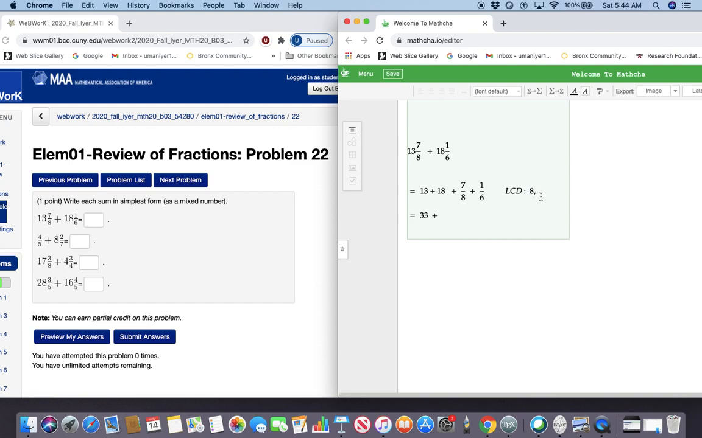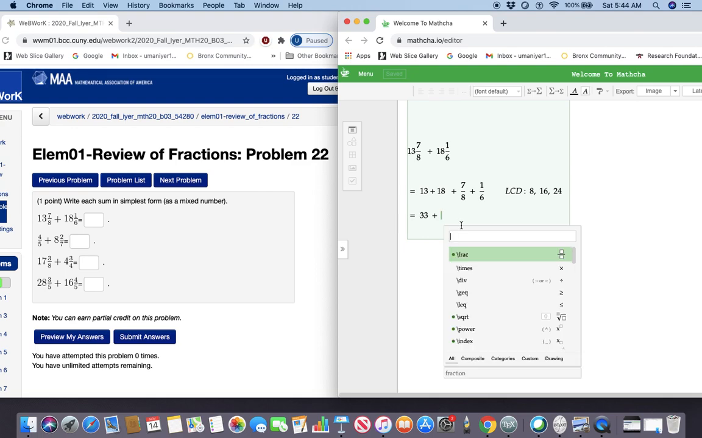So let's take multiples of 8. That's 8. The next one is 8 times 2, 16. Does 8 divide 16 evenly? Yes. Does 6 divide 16 evenly? No. 6 times 1 is 6, 6 times 2 is 12, 6 times 3 is 18. The next one is 8 times 3, 24. Does 8 divide 24 evenly? Yes. Does 6 divide 24 evenly? Yes. 6 times 4 is 24. So 24 is your least common denominator.